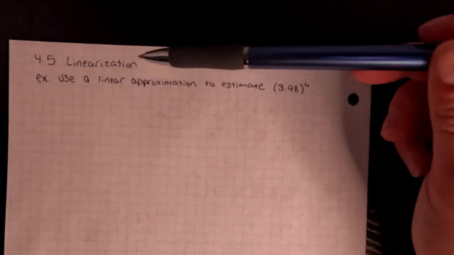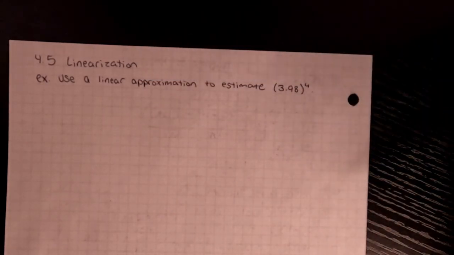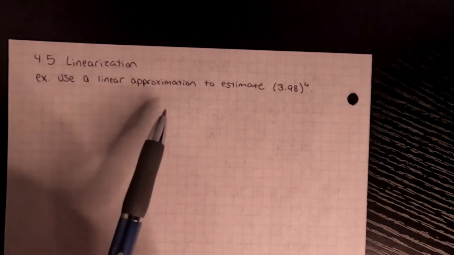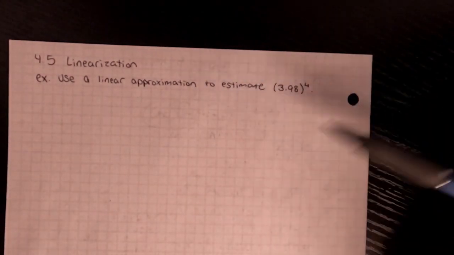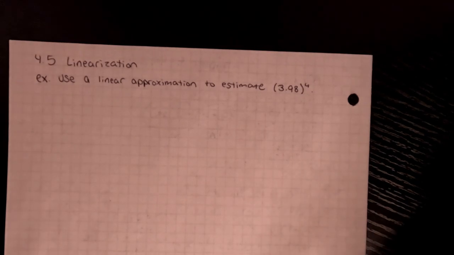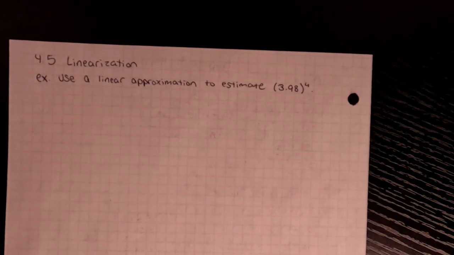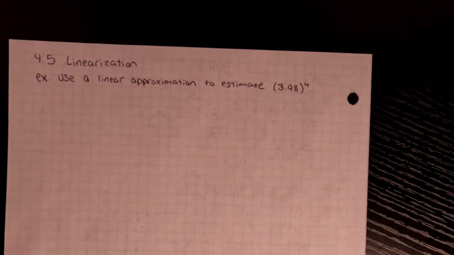Okay, so in 4.5 we talked about linearization, and usually you're given a problem like this where it says use a linear approximation to estimate some type of function. And I should note, linearization is kind of stupid because we have calculators to figure this out, so it's kind of pointless, but it's on the exam, so we have to learn it, I guess. So even though it's pointless, this is how you do it.